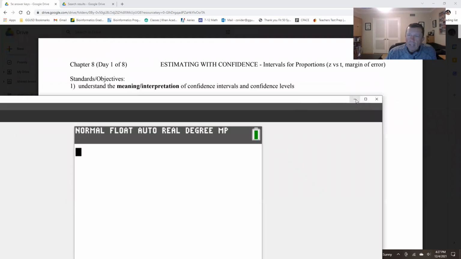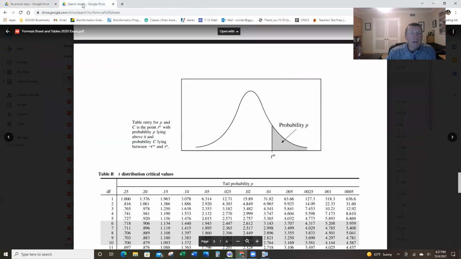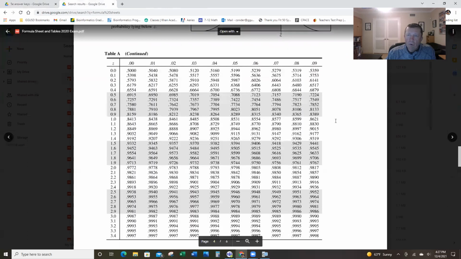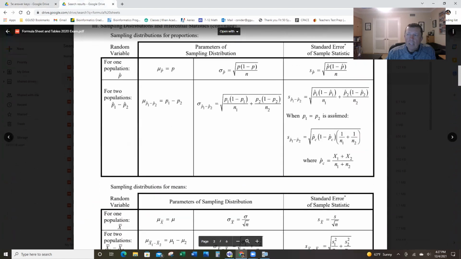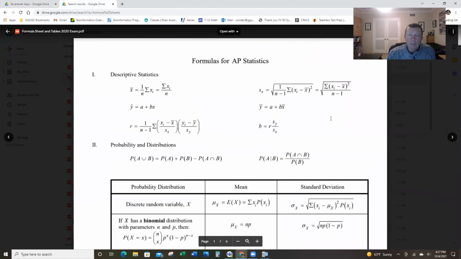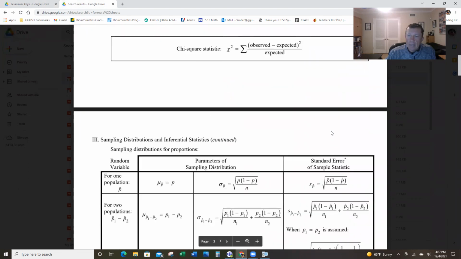There's mine. You need it. You're obviously going to need your notes, and you're going to need to find the formula sheet either online or if you made a copy of it. And if you remember, the formula sheet at the beginning looks like this. And this is the exact formula sheet that you will see on the AP stats test.